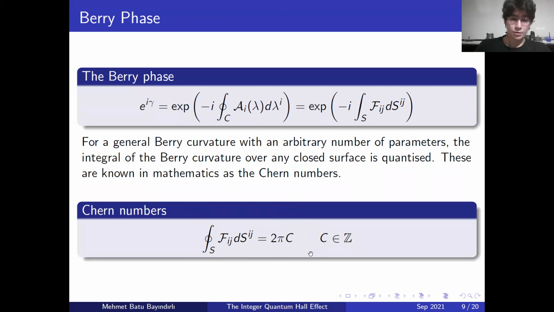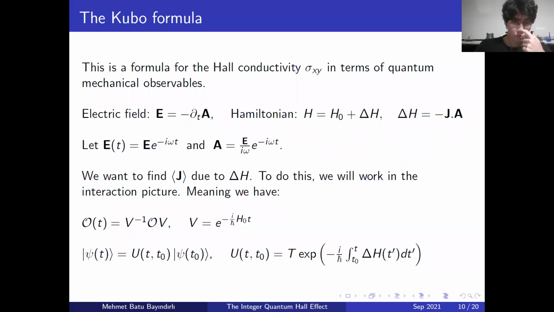Okay, so what we want is to have a formula for the transverse conductivity in terms of quantum mechanical observables. So we want to define a formula. We call this the Kubo formula. So I think I should talk a bit about perturbation theory first.